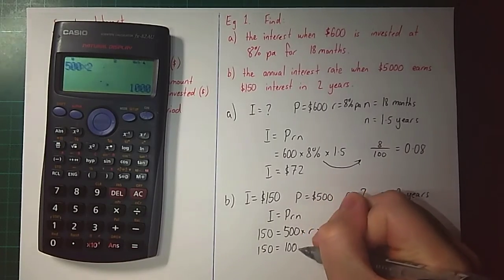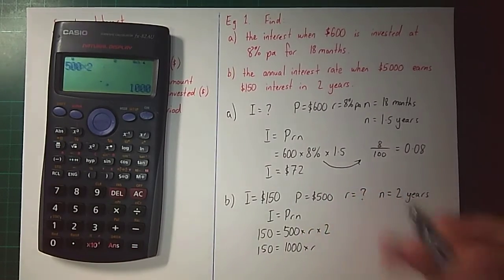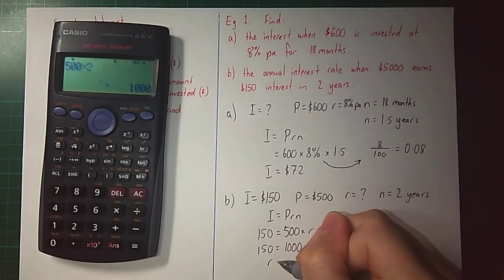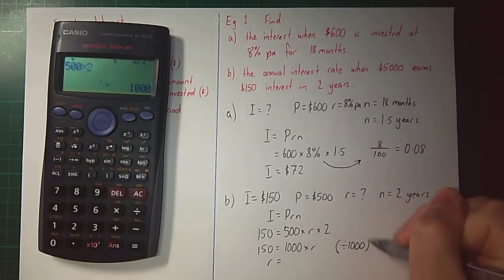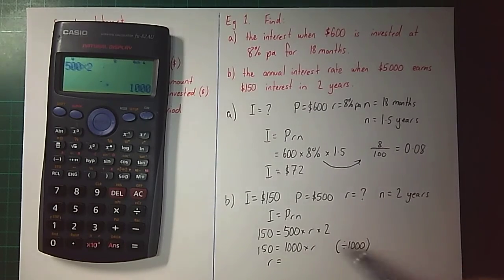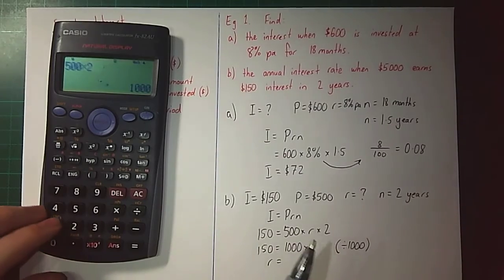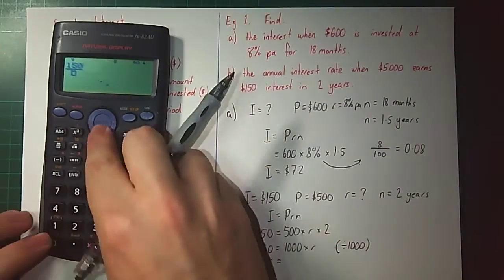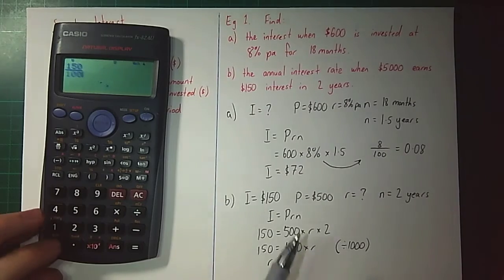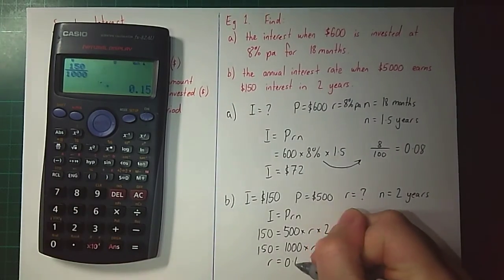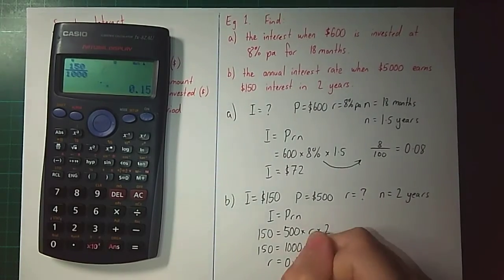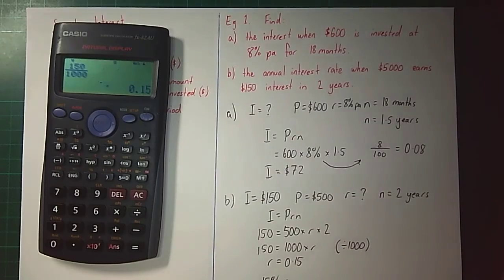So we've got 10,000 times R. Now to get R by itself, we need to divide both sides by 10,000. By dividing both sides by 10,000, this is going to disappear, and we're going to be left with our R value. So if we do 150 divided by 10,000, we get 3 over 200, which is 0.015, which as a percentage is going to be 1.5% per annum, which gives us our answer.